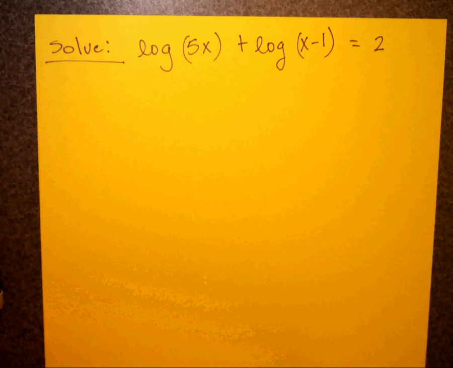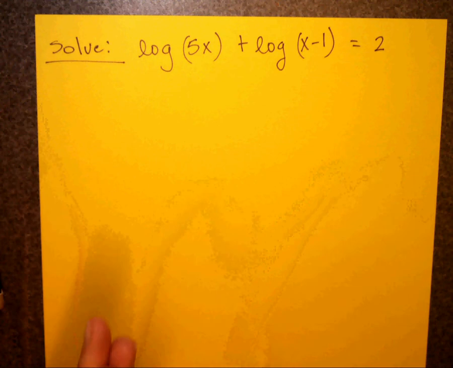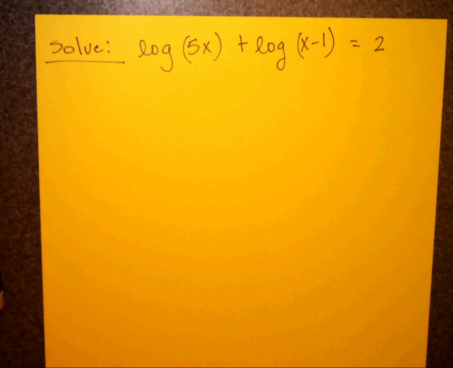Alright, so I want to solve the logarithmic equation, and the easiest way is to condense it back into one single logarithm, if at all possible. So on the left-hand side, I have two logarithms being added together. Do they have the same base? Yes. What is that base? It is a base of 10, right?